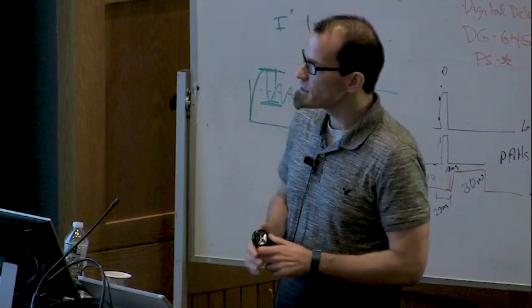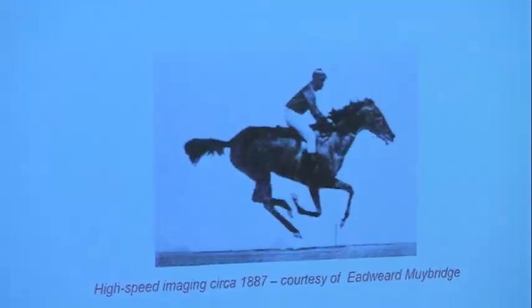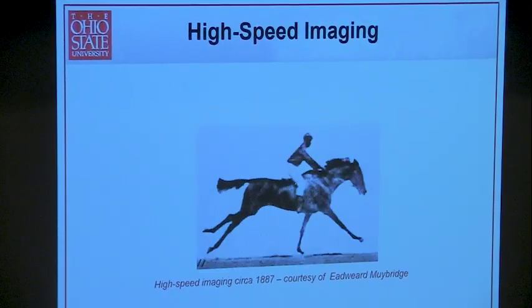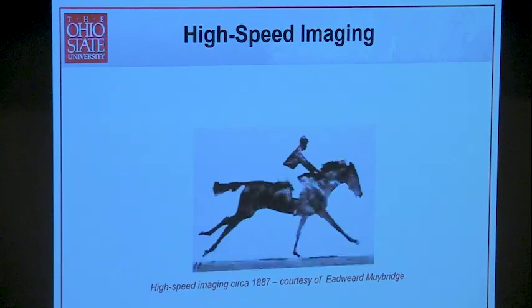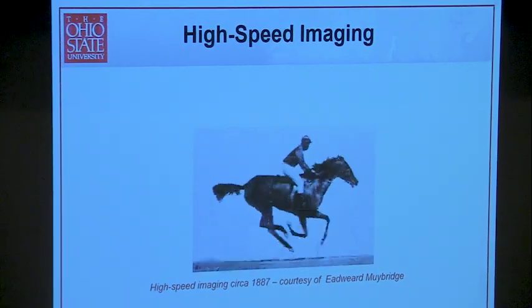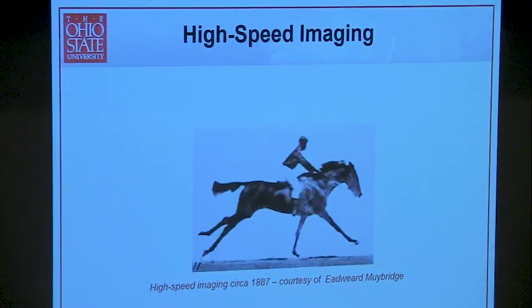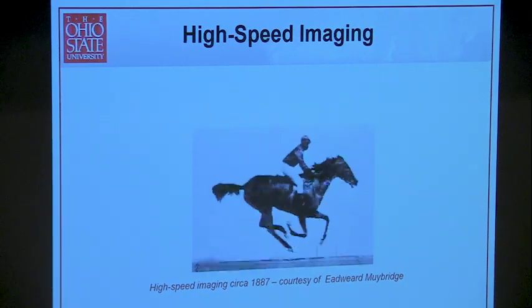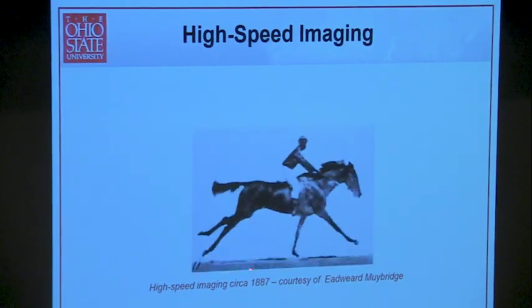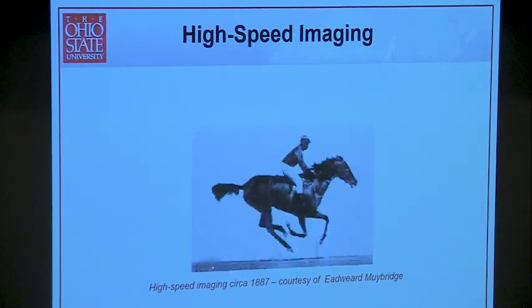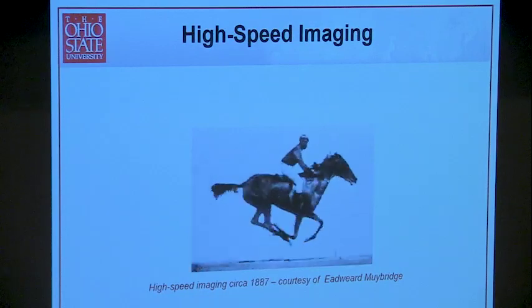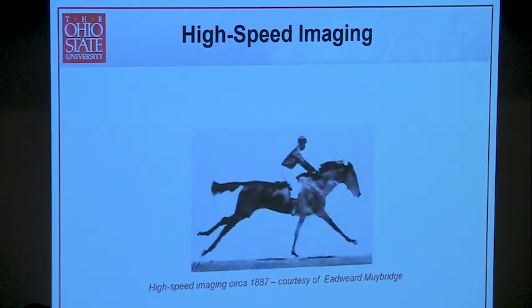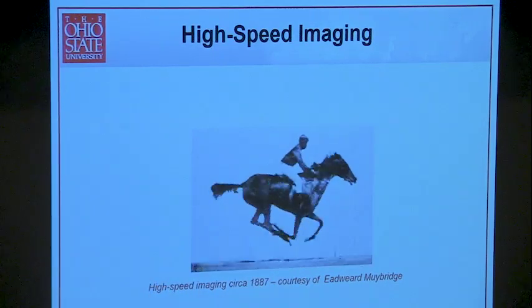Okay, so this is high-speed imaging in 1887. And this is Eadweard Muybridge, and this was one of the first examples of utilization of high-speed imaging. Many of you may be familiar with the quote-unquote Stanford horse, but this was a field that was set up in a linear array of 16 different tripwires. And every time the horse hit one of these, it took a still photograph.